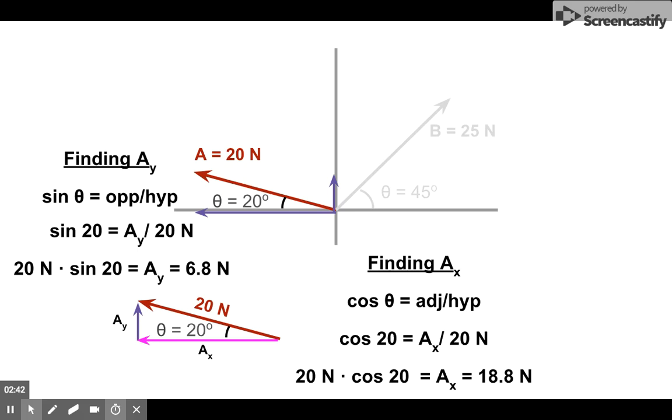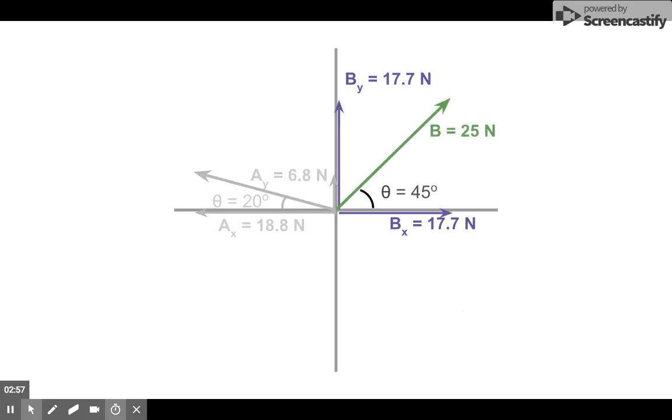Always a good idea to look at your final values and make sure they make sense. Of course, we know that the two legs of the triangle must both be smaller than the hypotenuse, which they are. So these seem like reasonable results for the x and y components of vector A. I'm going to do the same for all the vectors I'm combining, so I'm going to do the same thing here for vector B.